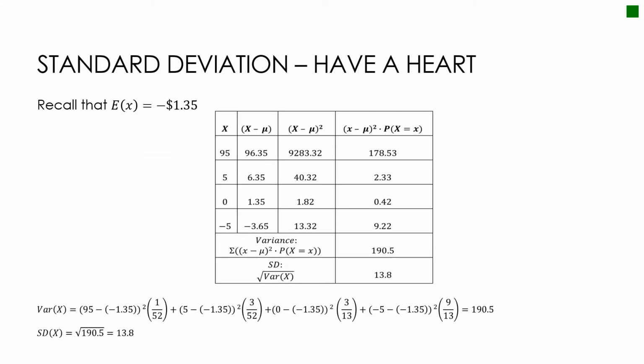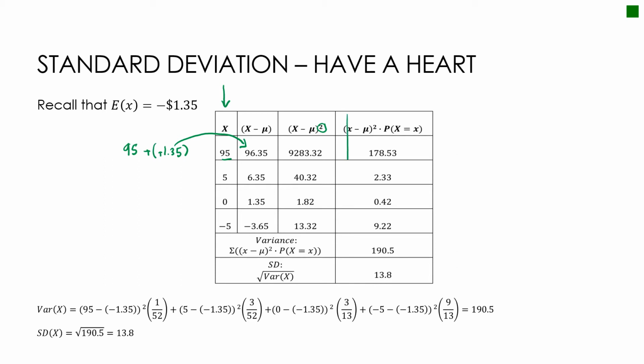Obviously, all of that makes a lot more sense when I'm actually looking at my values. So remember, these were my outcomes, 95, 5, 0, and -5. And what I've done here to get this 96.35, I took x, which was 95 for this first column, and I subtracted negative $1.35, which means I actually added $1.35 to get 96.35. That's where that number came from. Then I squared it, and again that makes it positive. And then I multiplied it by the probability.